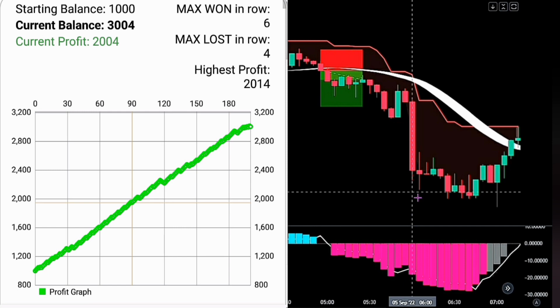The profit factor for this strategy is looking good, I guess. And we had 6 wins in a row against 4 losses in a row. So yeah, I'm definitely happy with these results.